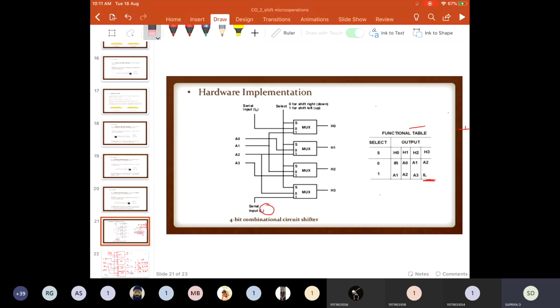So when s equals to 0, I want to perform the shift right operation. And when s equals to 1, I want to perform shift left operation. For implementing that, I'm using 4 multiplexers, that is 4 2x1 multiplexers. Shift right can also be called shift down, and shift left can also be called shift up operation.